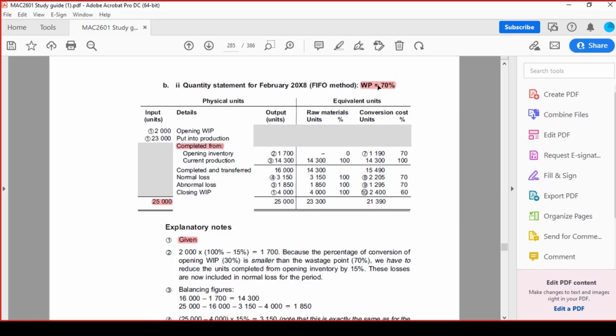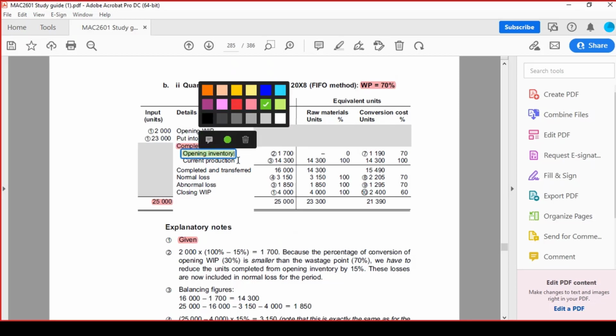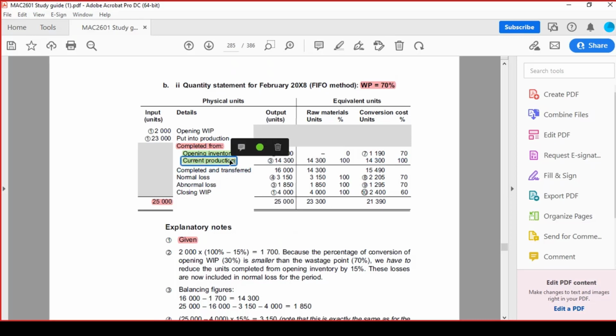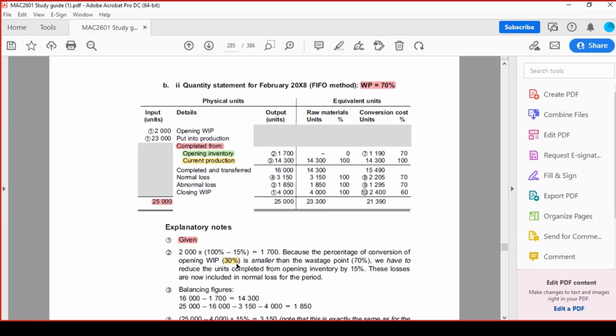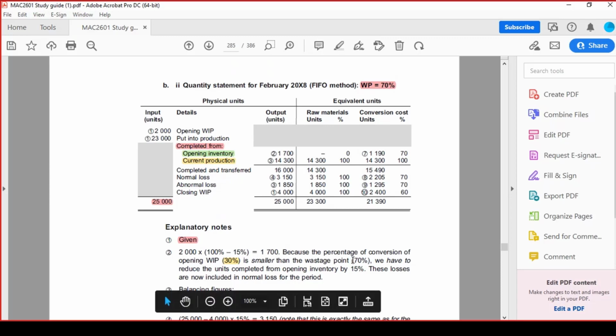Now you come to completed from. Because it's first in, first out, you need to split it according to opening inventory and current production. Let's do the opening inventory portion. Again, we know that our opening WIP is 2,000. You need to start by asking what's my opening WIP completion rate? It's 30%. Is it smaller than the wastage point, being the 70%? The answer is yes.